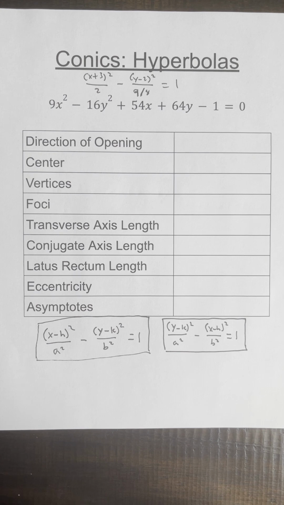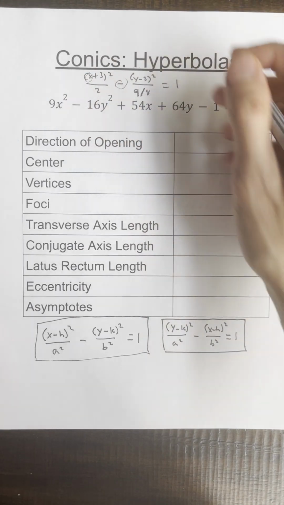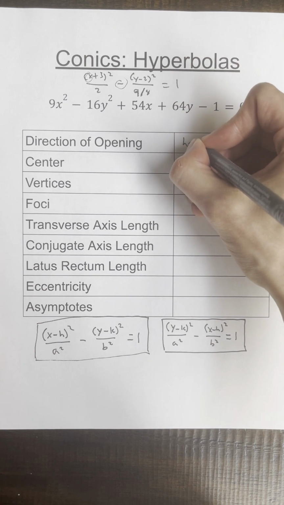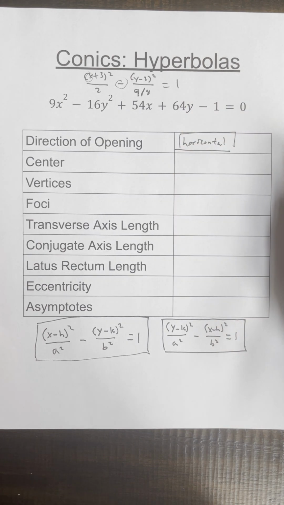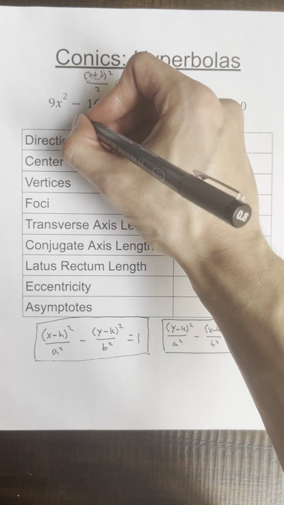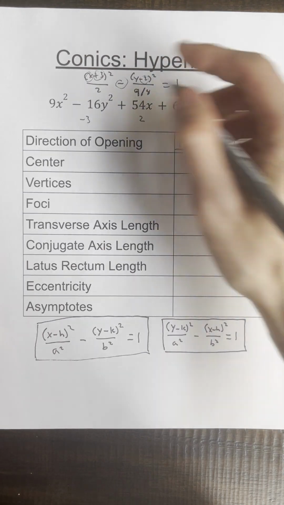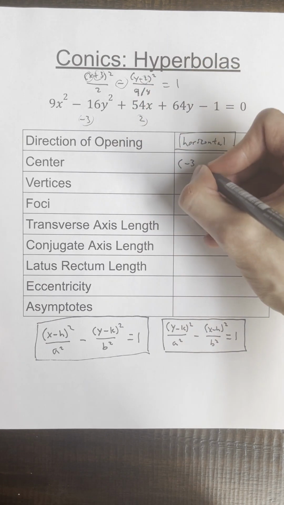Okay, and does this open horizontally or vertically? Since x is in front of the minus sign, it's going to open horizontally. What's the center? So multiply this by -1, so -3, and I multiply this by -1, so 2. This is with x, so I use -3 as my x coordinate, and I use 2 as my y coordinate.